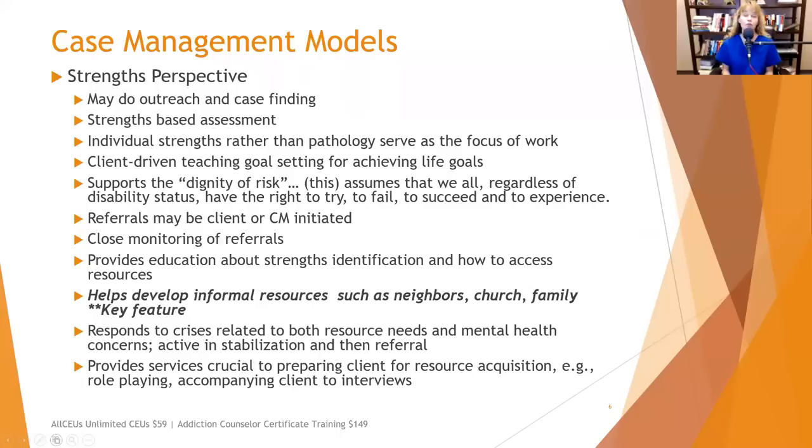Referrals may be client or case manager initiated, again, depending on the client's cognitive and emotional status. There's close monitoring of referrals in the strengths perspective. So this person is a little bit more involved than the broker. They provide education about strengths identification and how to access resources. So we're going to talk about, how do you figure out what a strength is? When a problem comes up, how do you even begin to think about how to solve it?